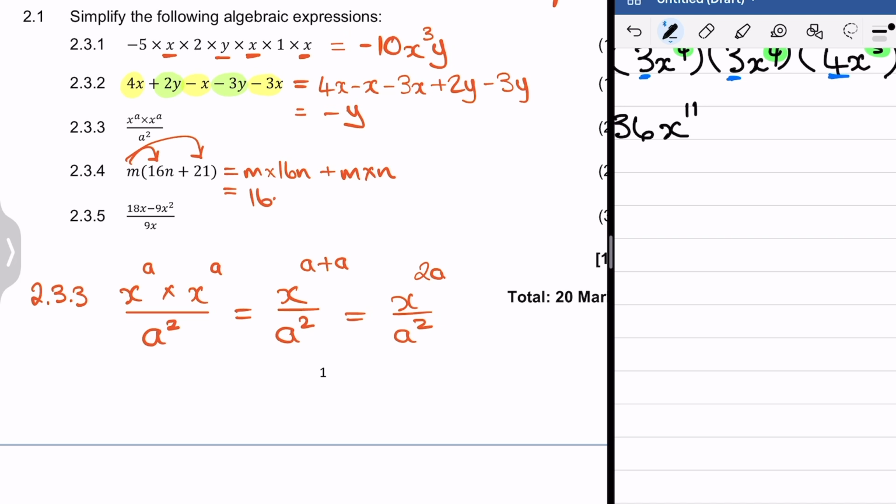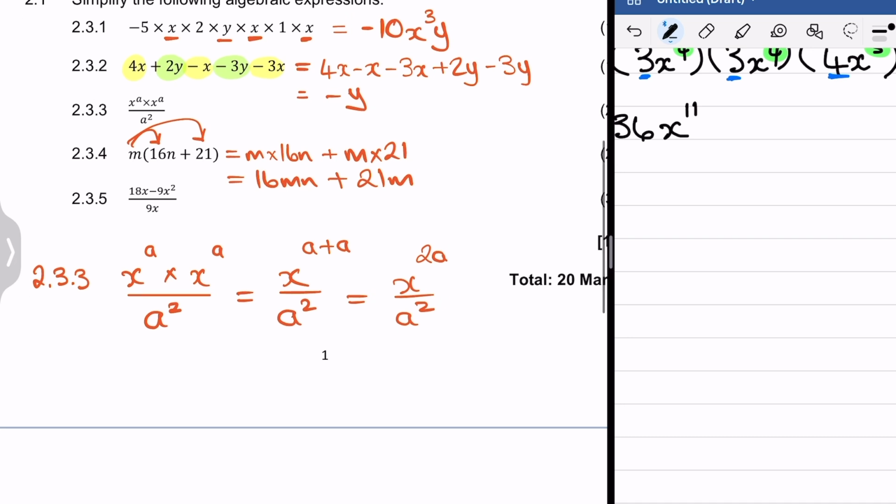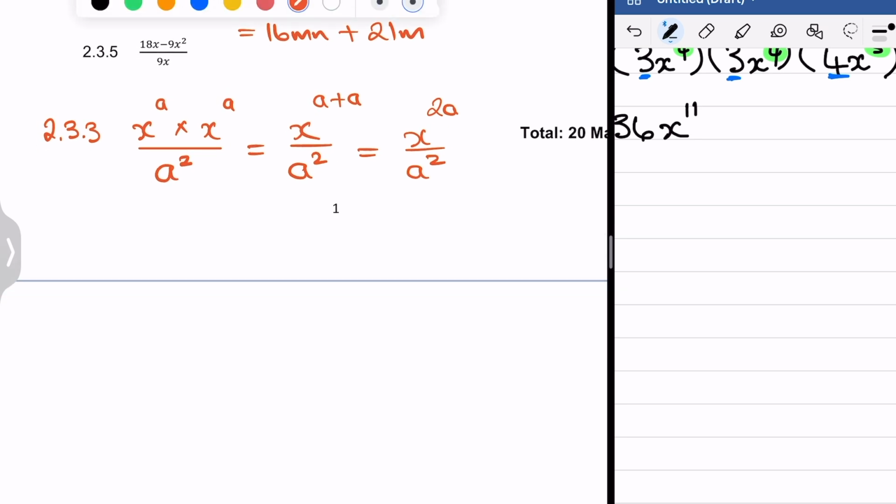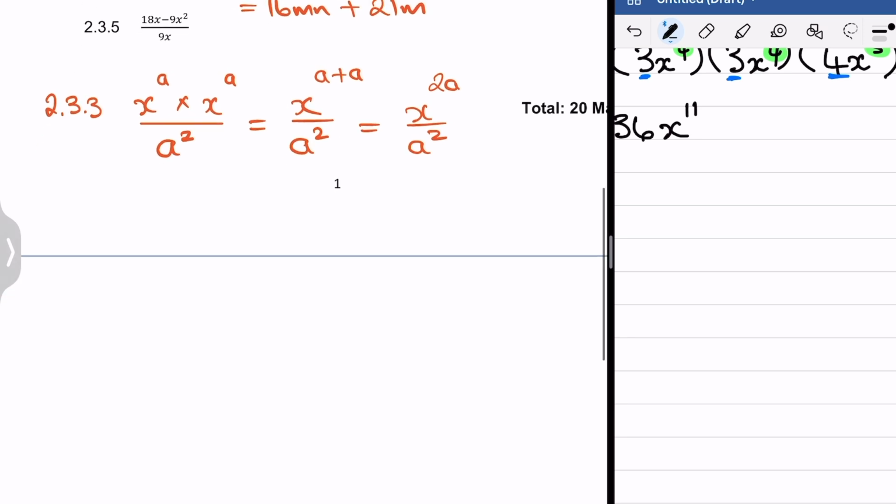So that leaves us with 16mn plus, sorry, that's incorrect. That is not m times n, that is m multiplied by 21. I don't know where that n came from. So that is m times 21, and then simplifying we have 16mn plus 21m, and we can't go any further because those are not like terms, so that is our answer, 16mn plus 21m.